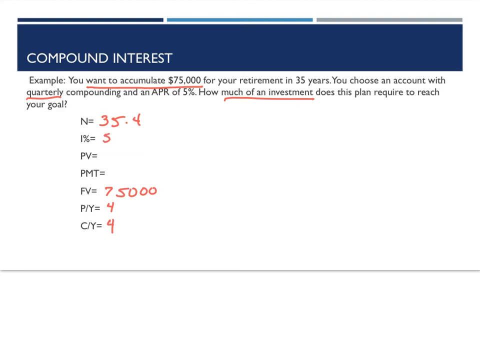An APR of 5%. How much of an investment does this plan require you to make to reach your goal? Now, I'm not wanting to make periodic payments. I want to make a one-time investment. So I'm solving for present value. Payments are still 0. This will give me $13,175.19.